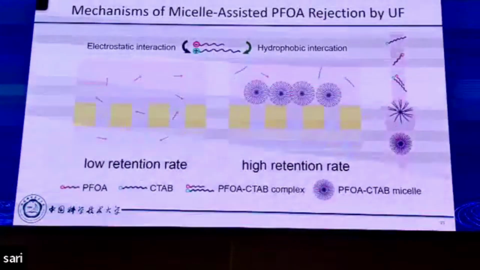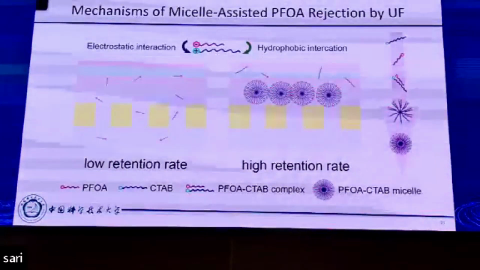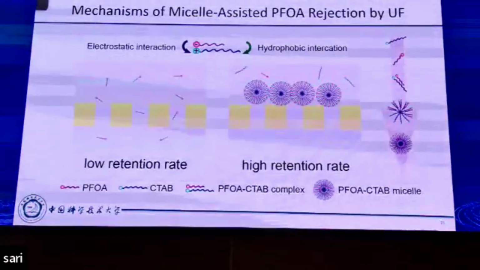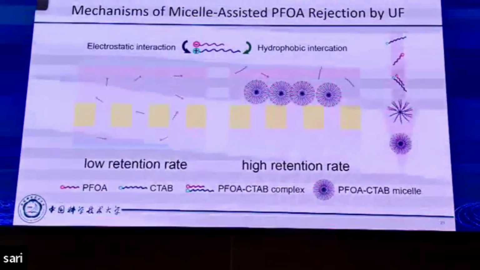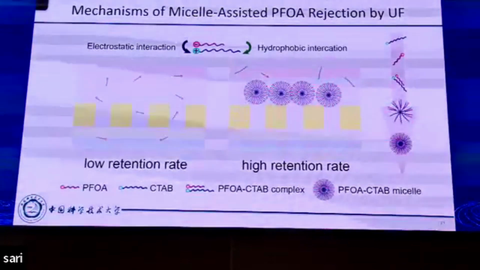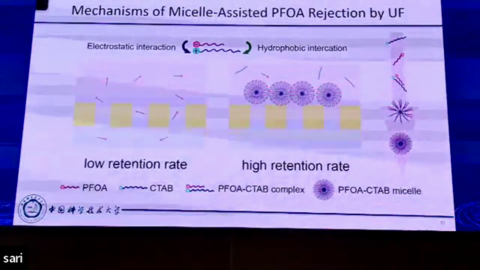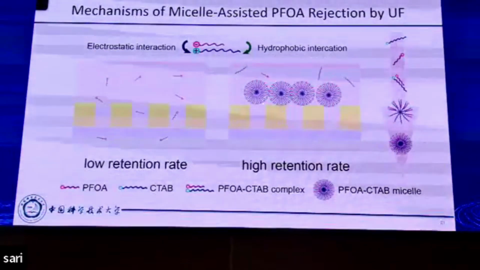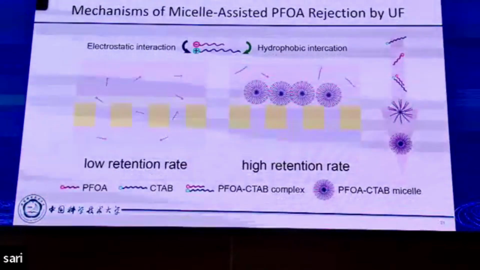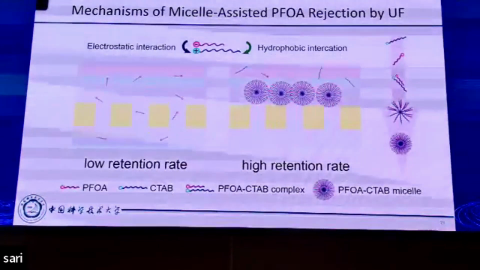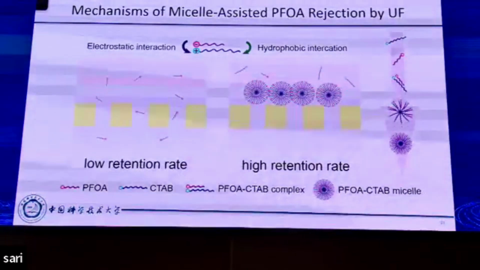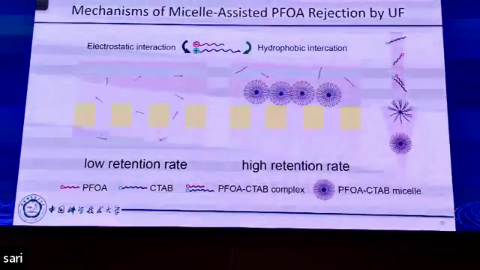So this is the mechanism we propose for this micelle-assisted PFOA rejection. If we don't have any CTAB or any micelle formation, the PFOA will easily penetrate through our UF membrane. If we have these CTAB micelles, which form larger size micelles in the system, this will enhance their rejection by the low-pressure system.